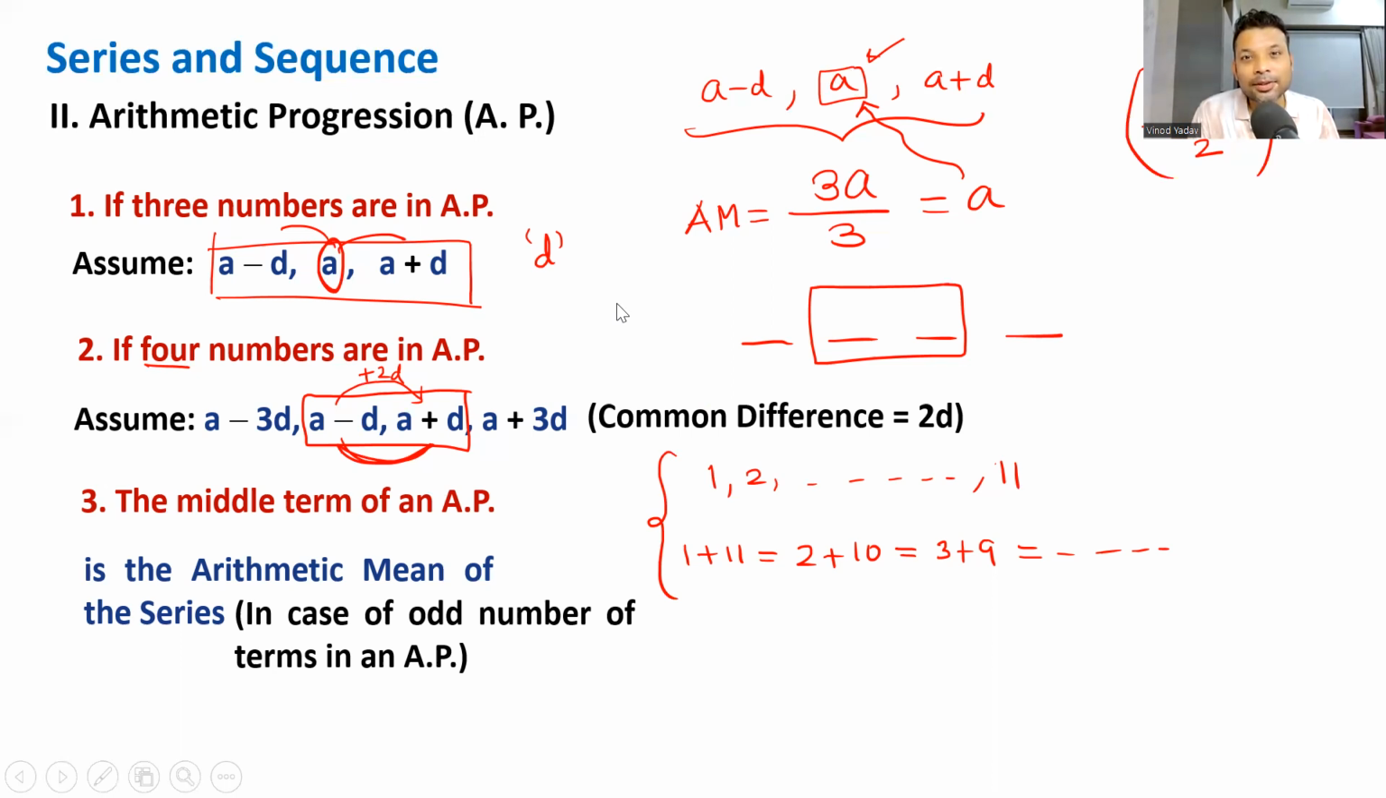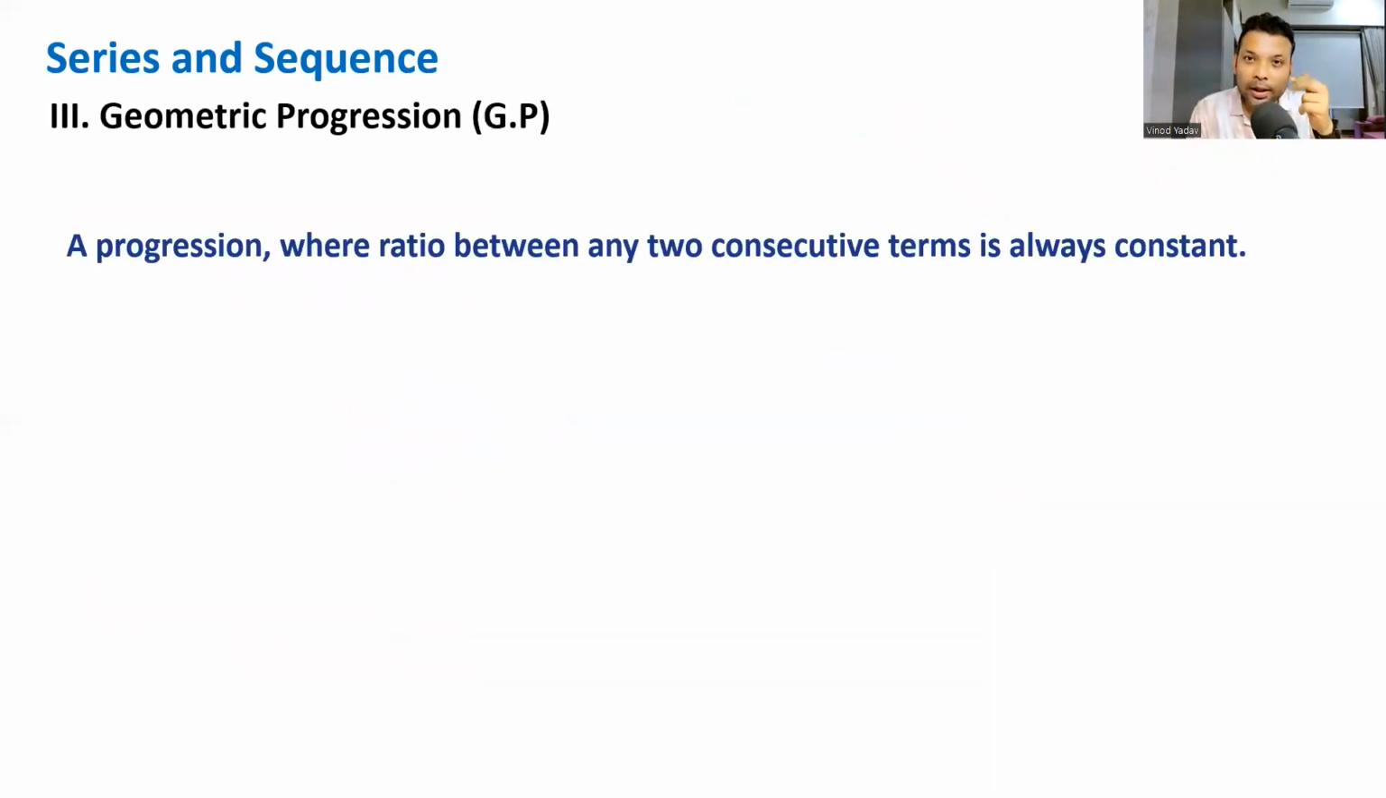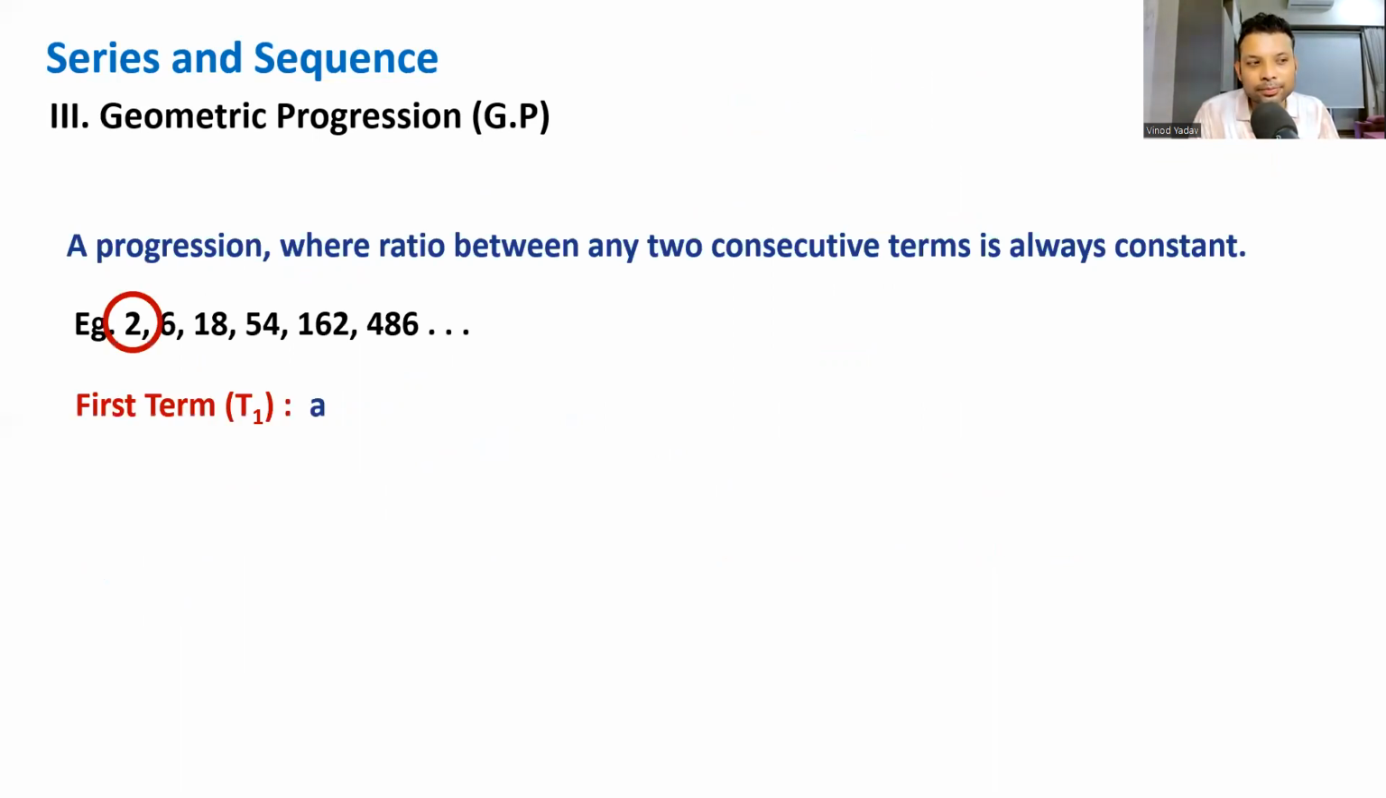Now GP, geometric progression. Remember, the ratio between two consecutive terms should be constant, that is, the multiplication factor should be constant. Check this: into 3, into 3, into 3, and so on. So this is the first term, that is A, isn't it? First term A, then that particular ratio, 6 divided by 2.